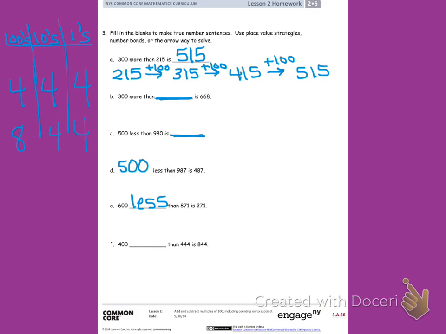So, if you started with 4 groups of 100 and ended up with 8 groups of 100, did you get more or did you get less? You write the word more here or you write the word less here. That's up to you to figure out.